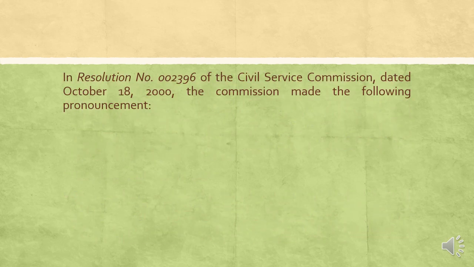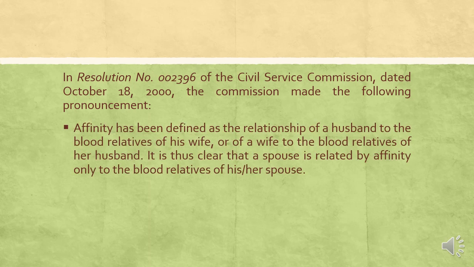In Resolution No. 002396 of the Civil Service Commission dated October 18, 2000, the Commission made the following pronouncement. Affinity has been defined as the relationship of a husband to the blood relatives of his wife, or of a wife to the blood relatives of her husband. It is thus clear that a spouse is related by affinity only to the blood relatives of his or her spouse. Okay? So, this is an application of the rule in the Tigangay case.